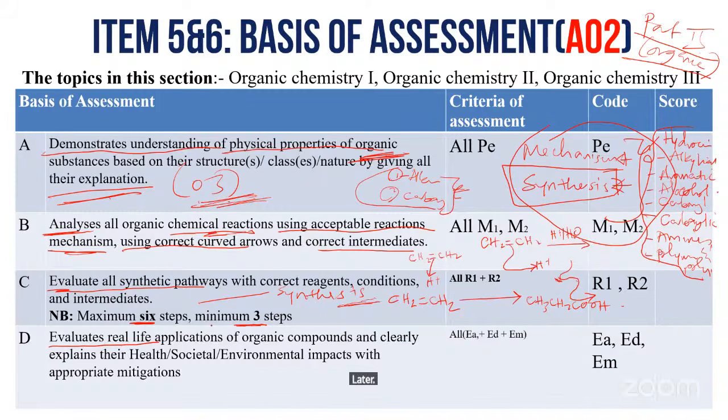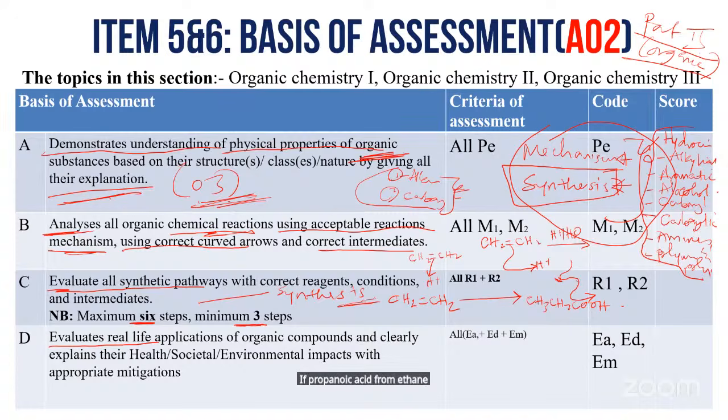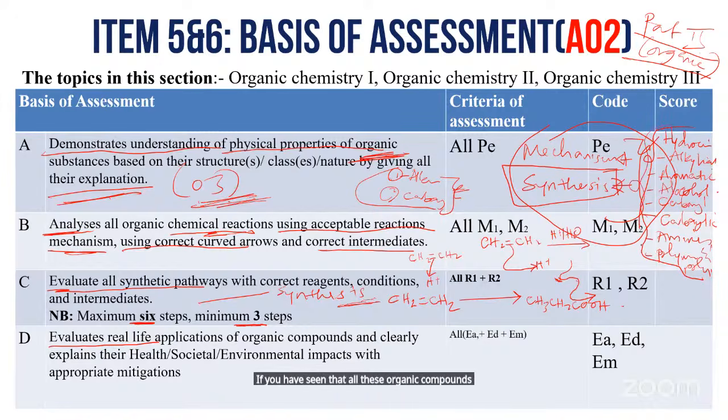Later, I'll share with you a number of items about synthesis for you to try out, like these ones I've already shared, like this one I've shared here. You can try it out and see whether you are able to synthesize propanoic acid from ethene. But listen to this task I want to give each and every student here. All these organic compounds, either one or two or three of them, will be assessed automatically. And in one item, you can find that almost 5 organic compounds have been included.